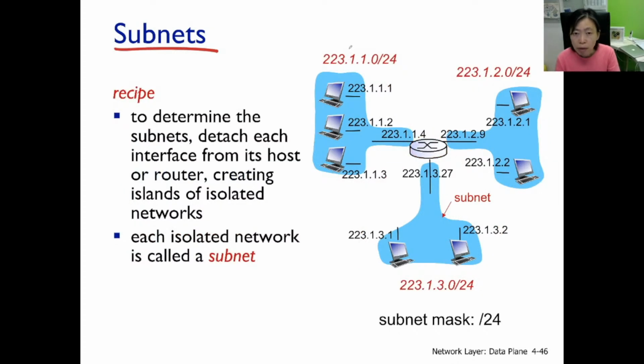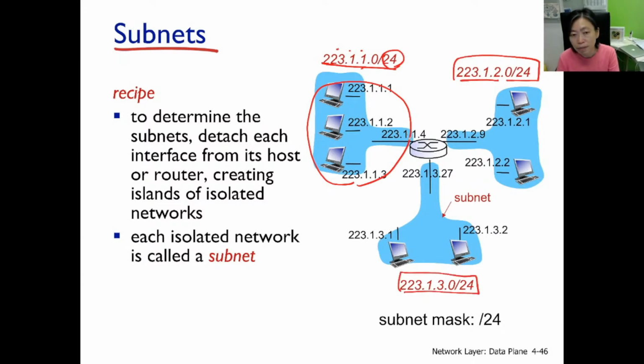Now, we also use something like this to say this is the subnet address. So you see here, this number indicates how long the subnet part of the IP address is. So 8 bits, 8 bits, 8 bits, 24 bits. Similarly, the 223.1.2 subnet address looks like this, and this is 1.3's subnet address.